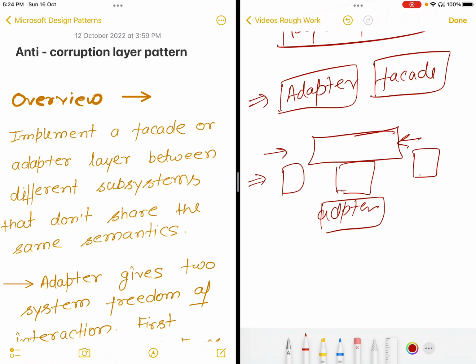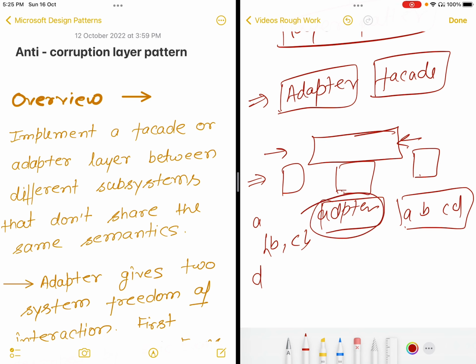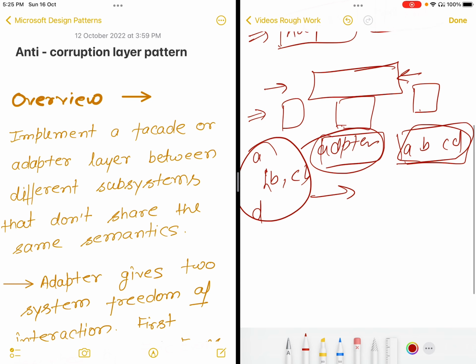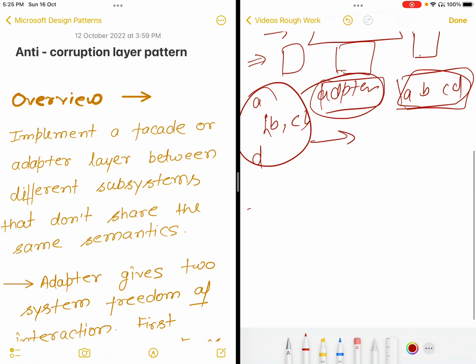So suppose this one is sending data A, B, C, and D, and this one accepts data in a different format. So they cannot talk to each other. So this adapter pattern will take this data and transform it into the other format, and then it will send it back to the other service. So this is called the adapter pattern.